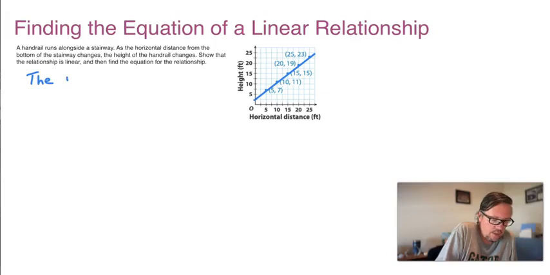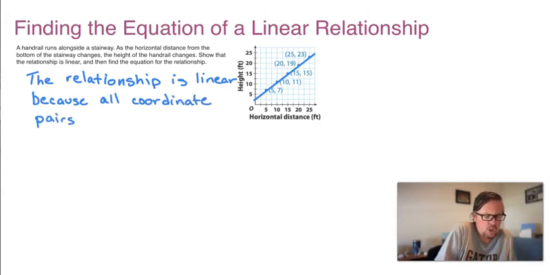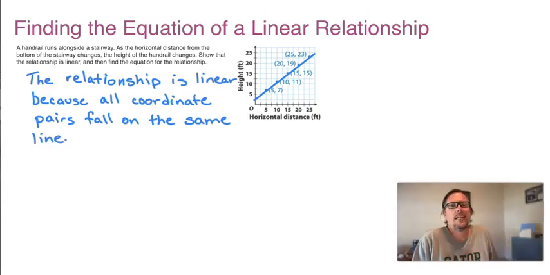The relationship is linear, and we don't want to leave it like that. We don't want to just say, yes, it's linear. The relationship is linear, but how do we know? The relationship is linear because all coordinate pairs, let's say, fall on the same line. There are probably a lot of good ways to word that, but I'm just going to say they all fall on the same line. Or a single linear equation includes all coordinate pairs, something like that.